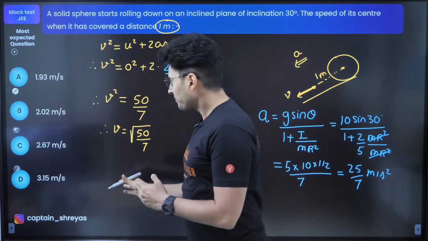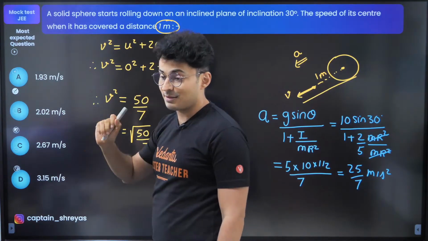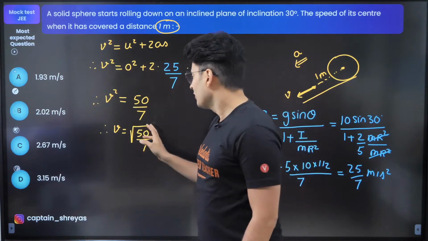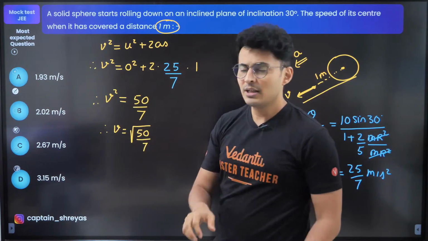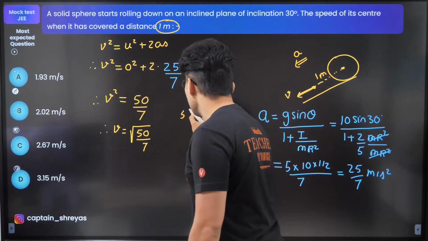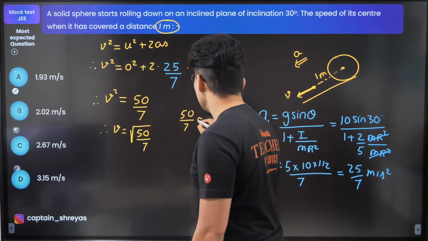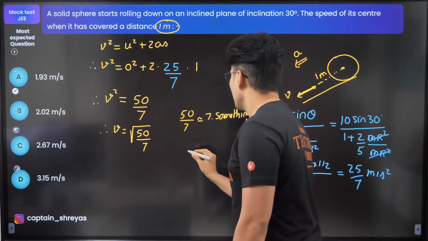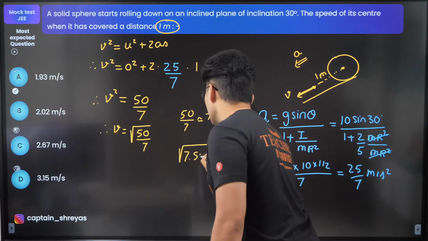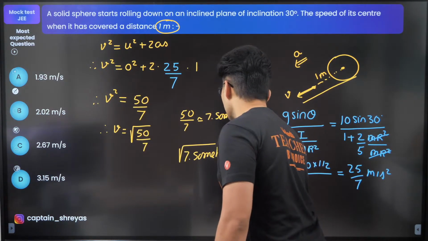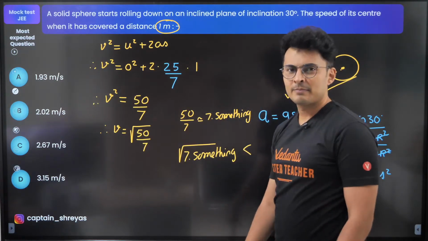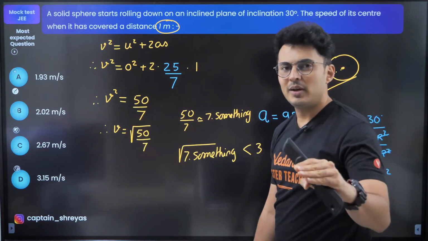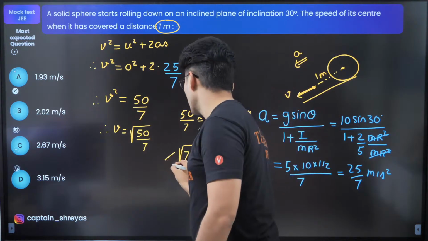Now, I know you have the answers in decimals, so you have to think logically. Don't sit and calculate. No need of calculation. 50 by 7. 7 sevens are 49, guys. So won't 50 by 7 be 7 point something? Root of 7 point something will obviously be less than root of 9, which is 3. So it will be less than 3. And 7 point something is more than 4, so it has to be more than 2.